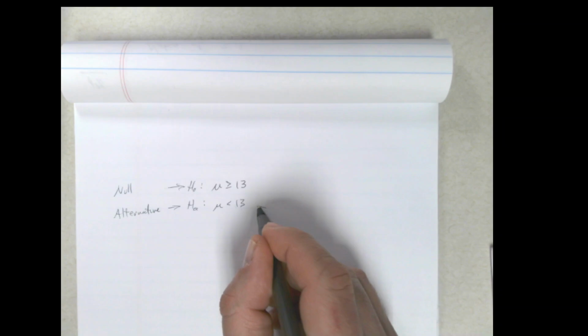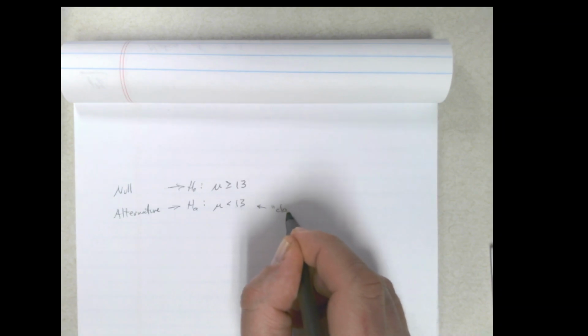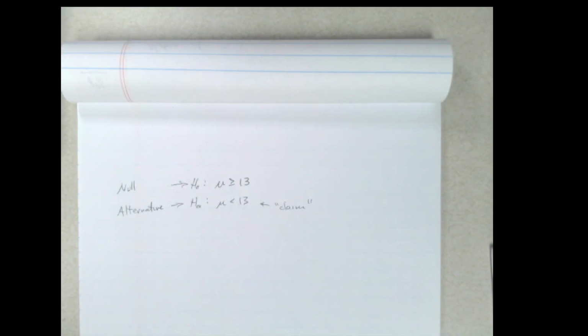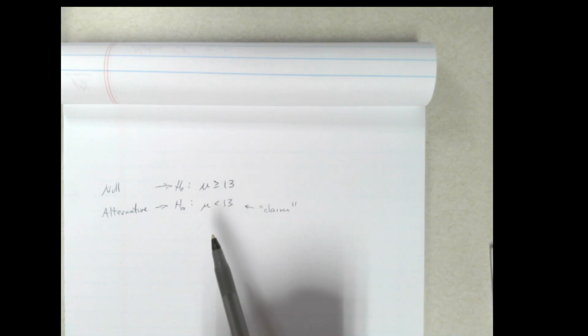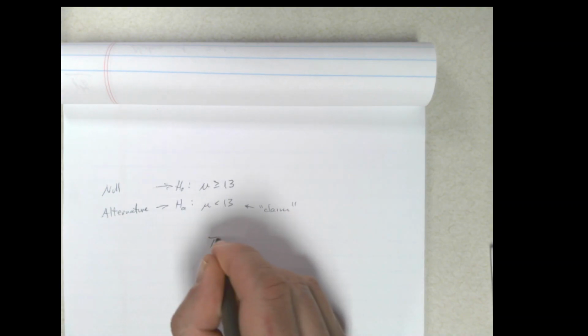And typically, just to tell you, the alternative is the claim. Now, that's not always the case in the book. Sometimes the book, for whatever reason, makes the claim the null hypothesis. I think they're just trying to get you to think about what you're doing, but typically you want the claim in the alternative. Maybe there's a case I just don't know about, but anyway, that's the general rule. The idea is that you want to get a test statistic.